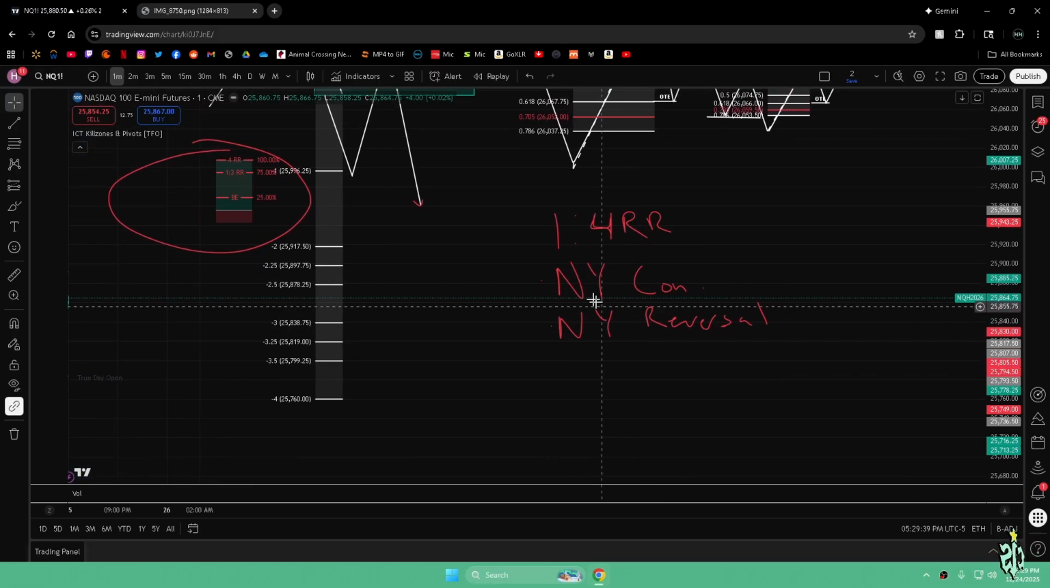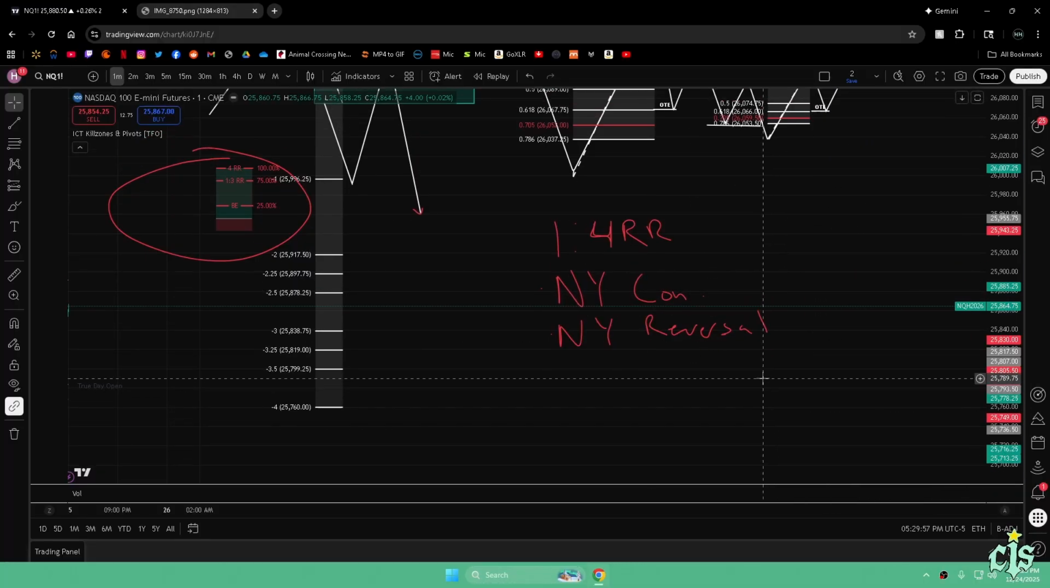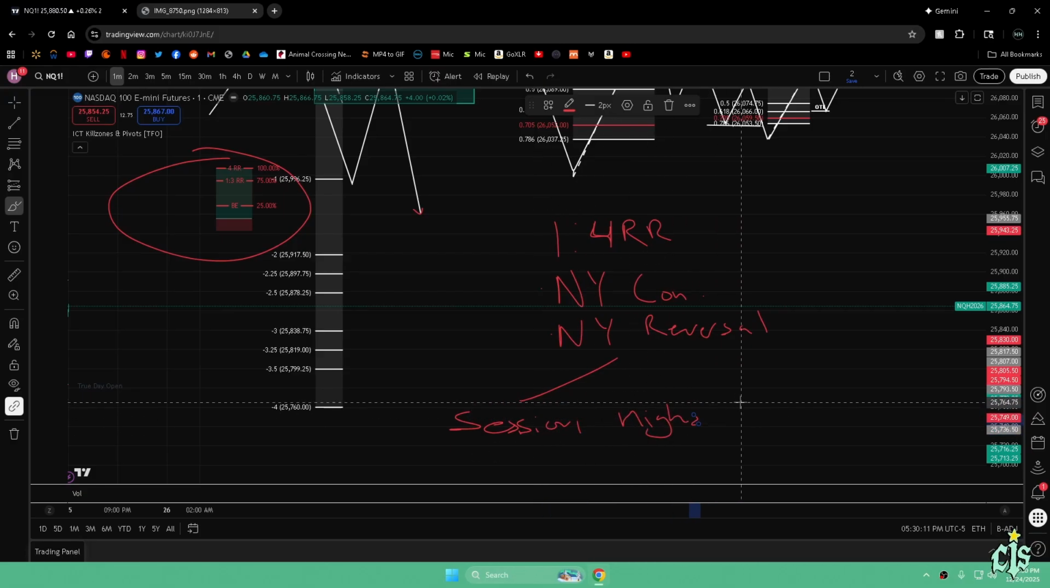These are the 2 exceptions where you can aim for more RR, because off New York continuations, it aims for buy side or sell side. And since your entry is literally at the bottom or top of it, you could go towards it. Or New York reversals, you aim for session highs/lows.